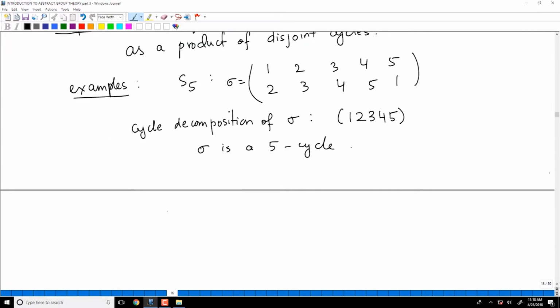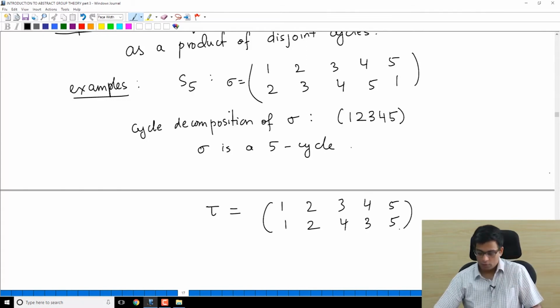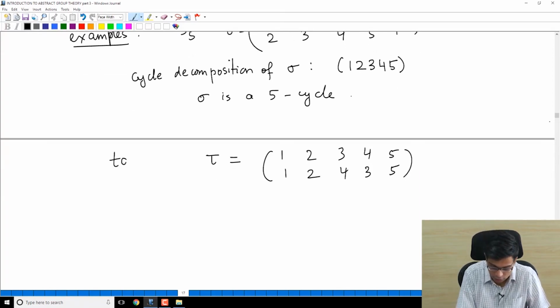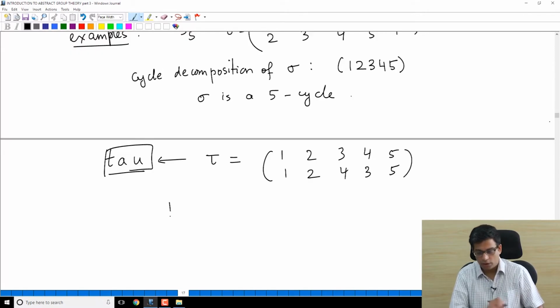One more example. So let's take in S5 again, let's take tau to be 1 goes to 1, 2 goes to 2, 3 goes to 4, 4 goes to 3 and 5 goes to 5. Okay, so what is the cycle decomposition of tau? So this is called tau. Tau is this. So you start with 1.